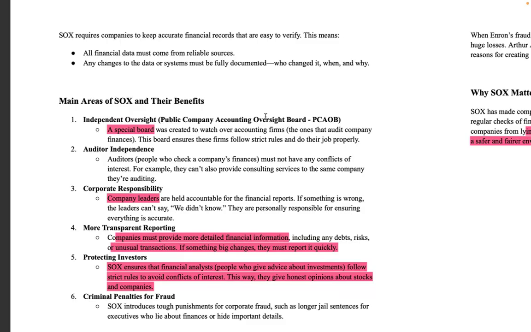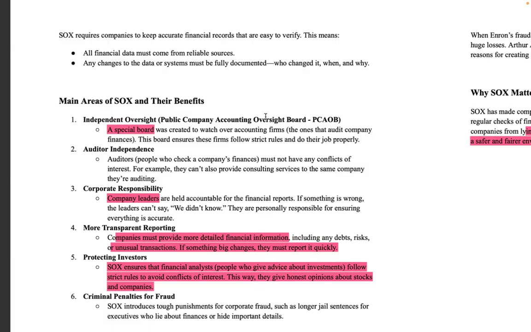And then corporate responsibility. Company leaders, for instance your CEOs and your CFOs, are going to be held accountable for the financial reports. If something's wrong, the CFOs cannot say that they don't know about this, because the financial reports have to be signed off by the CEOs and CFOs, saying that we've checked them, these are true, there's nothing wrong with them. So if something does come out later that was wrong, you can't say that you didn't know, because it was signed by you.